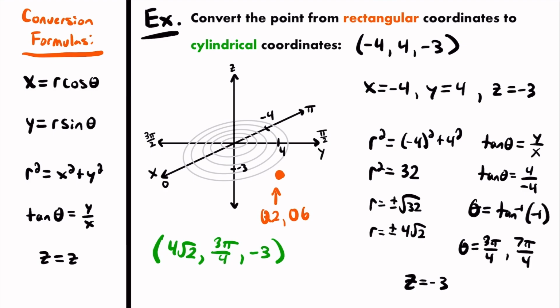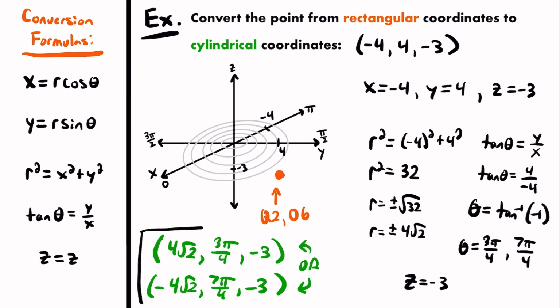But there's also other possible answers, right? We could use this angle of 7 pi divided by 4. We would just have to accompany it with the negative radius, right? Because 7 pi divided by 4 takes us to this quadrant, but if the radius is negative, then we reflect back to the second quadrant where we would want to be, okay? So another point that you could have here would be -4 square roots of 2, and then 7 pi divided by 4, and then -3. Okay, so either one works here. Both are correct answers to this problem.